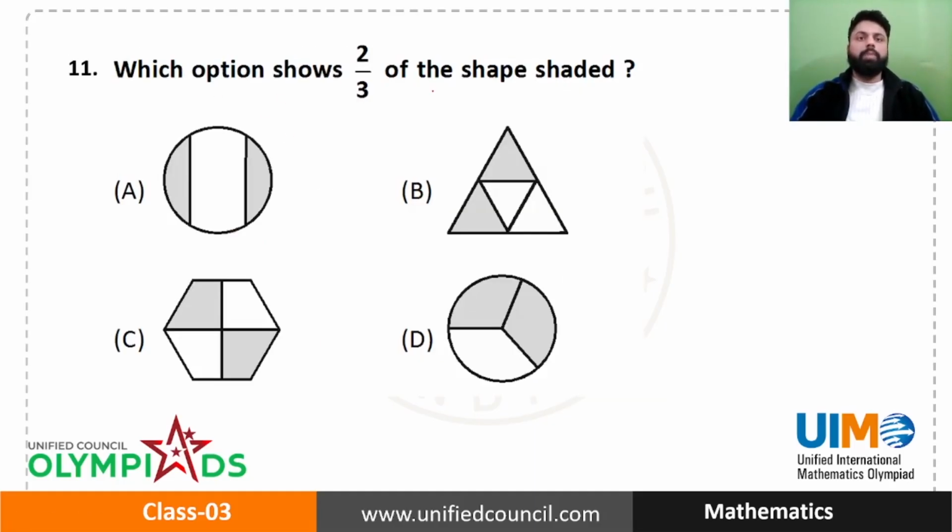Which option shows 2 by 3 of the shaded portion? So 2 by 3, as in, see, over here there are 4 equal parts. So the fraction is 2 upon 4. Here there are 3 equal parts, and 2 are shaded. Here it is 2 by 4 and here we cannot identify the fraction for now. So D option is the correct answer.